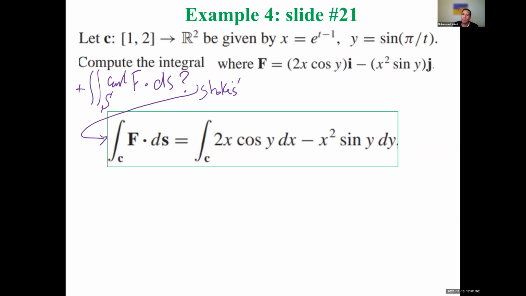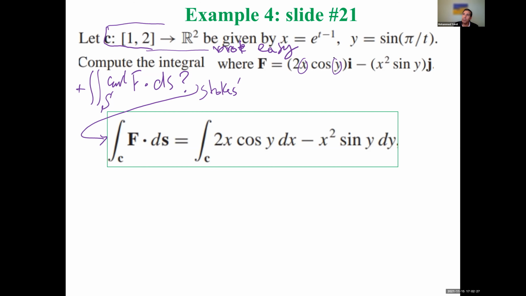It's equal to the line integral over the curve C. The curve C is given to us. It's not an easy one. It has exponential, it has sine. If you do the substitution of x here and y here, you're going to have exponential, and we're going to have cosine of sine. It's going to be a very messy function.